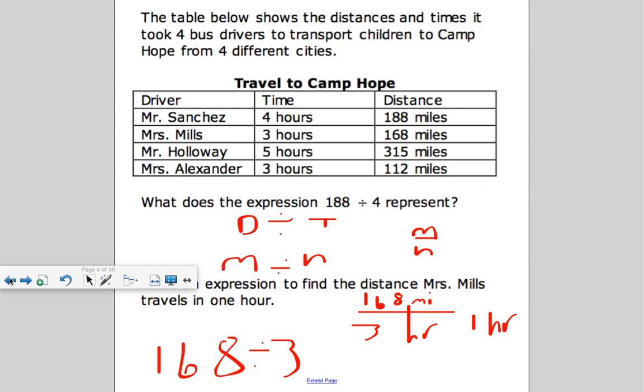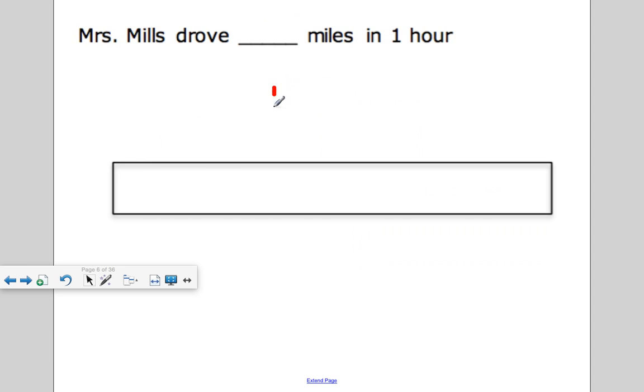Mrs. Mills drove 168 miles in 3 hours. So 168 miles in 3 hours.